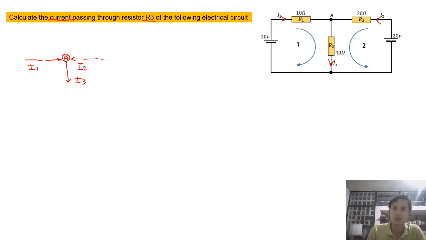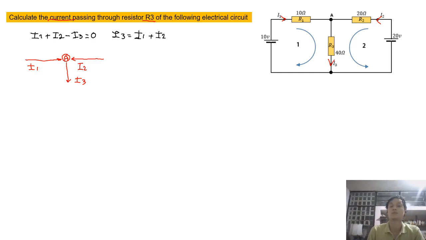Current 1 enters node A, so it's positive. Current 2 also enters node A, so it's also positive. But current 3 leaves the node, so it's negative. And that summation is equal to 0. We can clear the variable current 3, which is what we are looking for, and we get this equation: current 1 plus current 2.